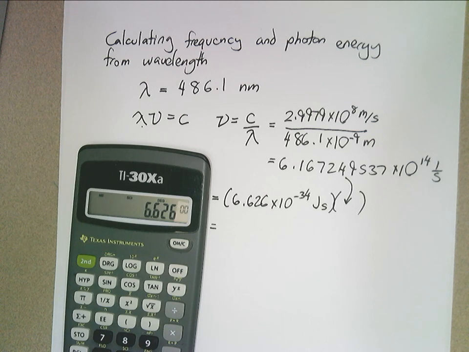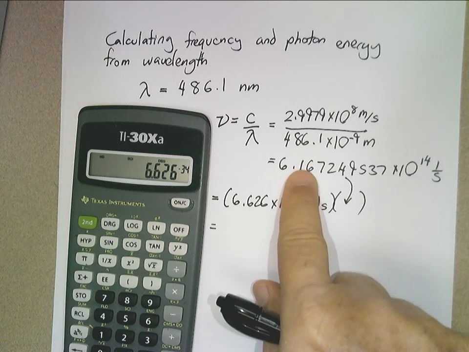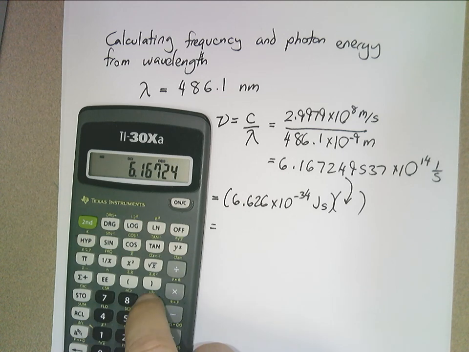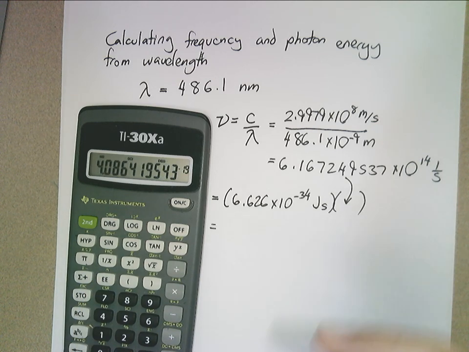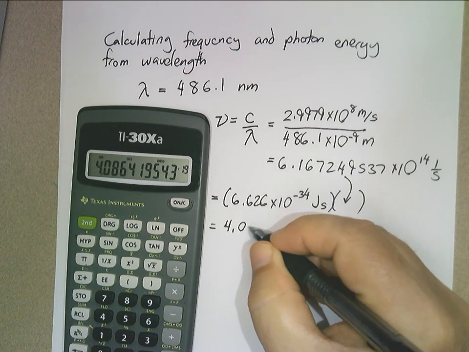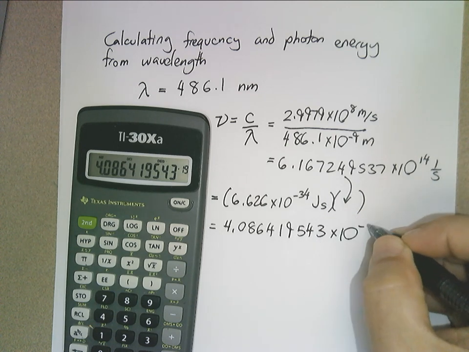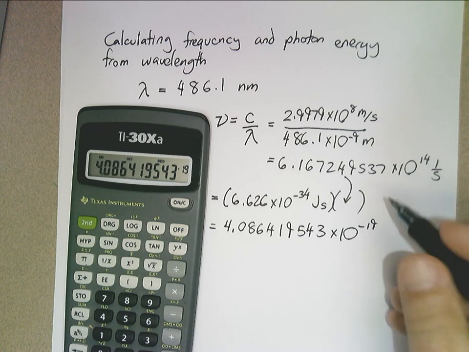6.626 times 10 to the minus 34 times 6.167249537 EE 14, and I end up with 4.086419543 times 10 to the minus 19, and my units are going to be joules because joules times seconds times 1 over seconds is going to give me joules.